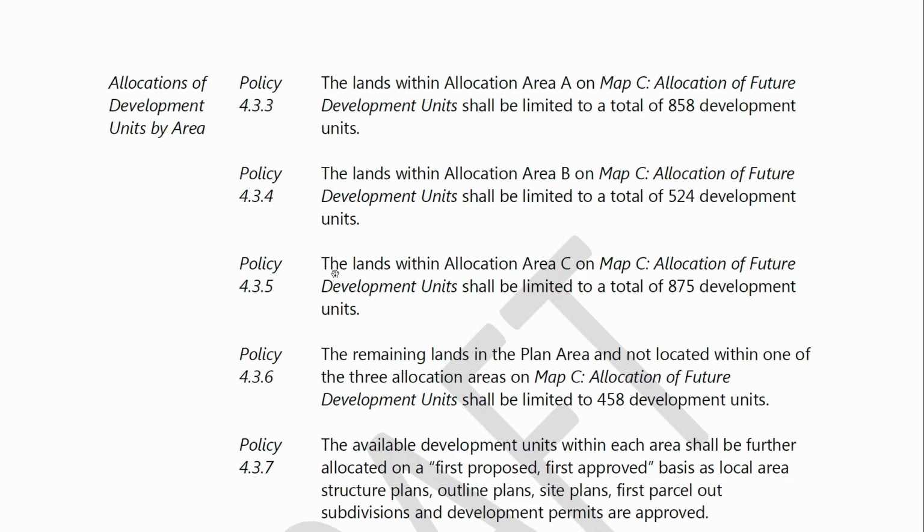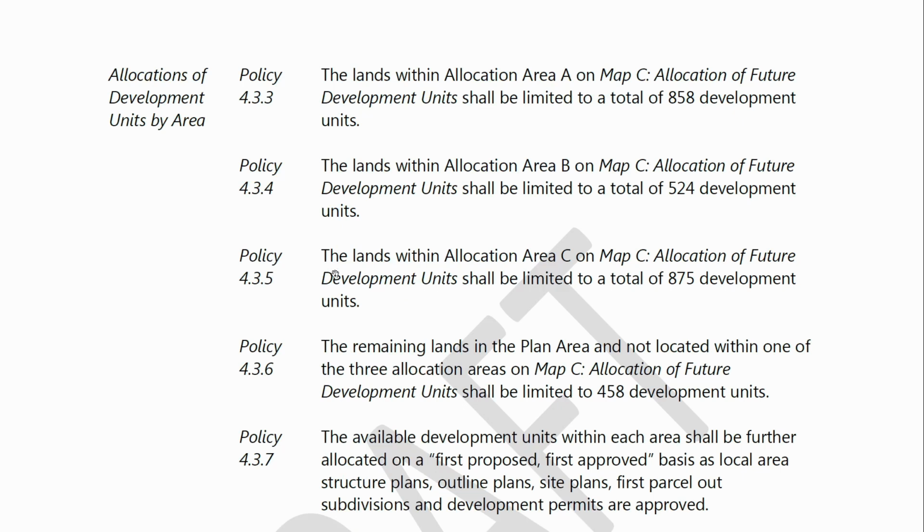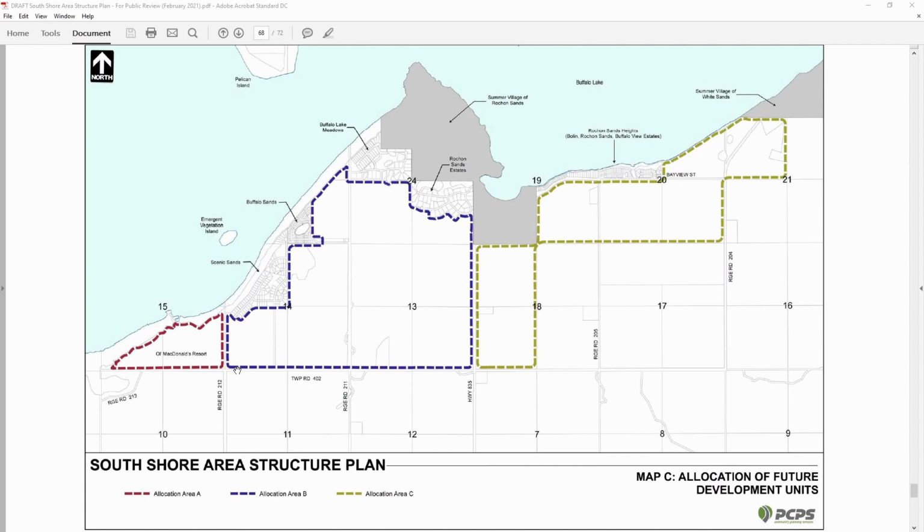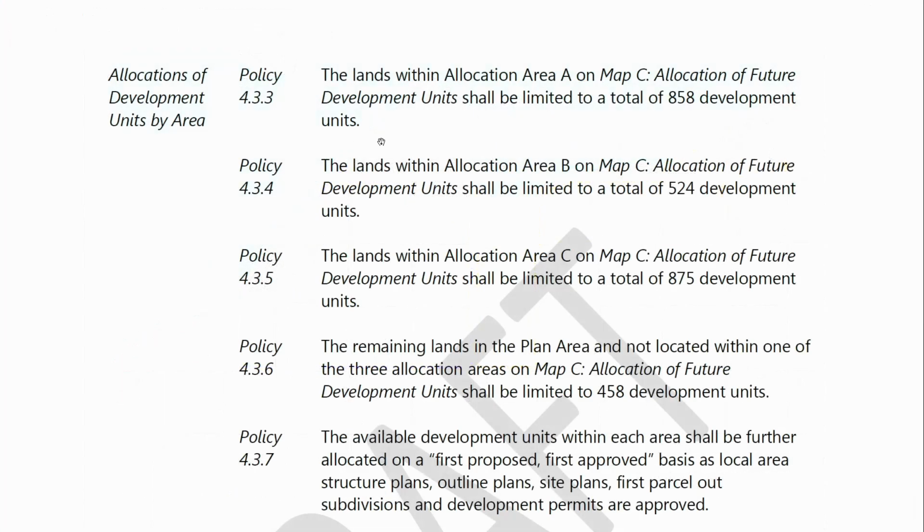And then the next policy goes to the various allocation areas that we see on map C, for the allocation: how much is allowed in allocation area A, the red area, or allocation B, the blue area, or allocation C, the yellowish area. And so it indicates the specific numbers for each of those areas.